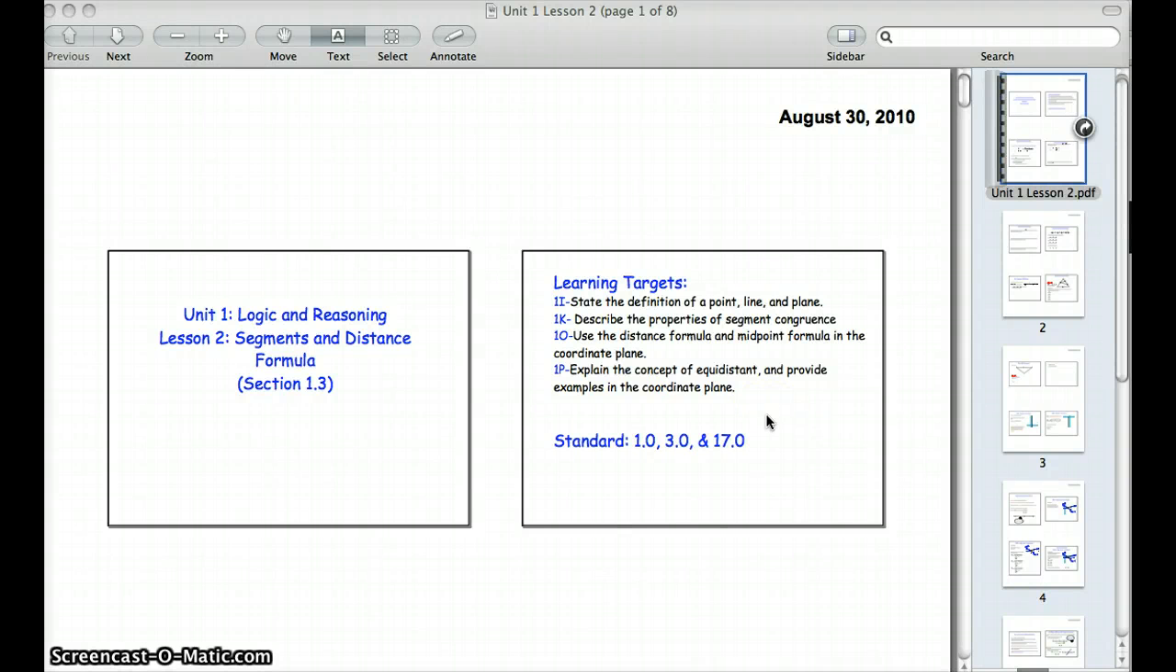All right, so we're going to be talking about Unit 1, Lesson 2, which is a little bit about segments and distance formulas, okay? So your learning targets: you're going to state the definition of a point, a line, and a plane. You're going to describe the properties of segment congruence. You're going to use the distance formula and midpoint formula in the coordinate plane. And you're going to be able to explain the concept of equidistant and provide examples in the coordinate plane.